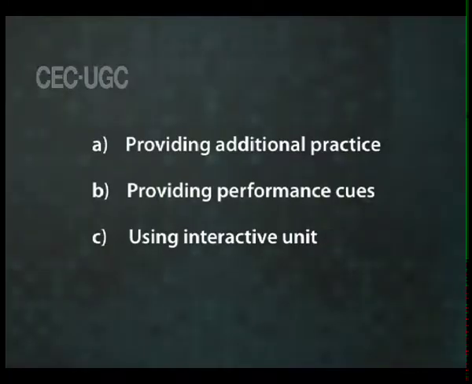If a student is in need of reteaching on a skill, the teacher should carefully observe the student's written work and oral responses to instruction, since these may indicate what types of adaptations are necessary. Adaptations in presentation of instruction can be made by the teacher in 3 ways. They are providing additional practice, providing performance cues, and using interactive units.